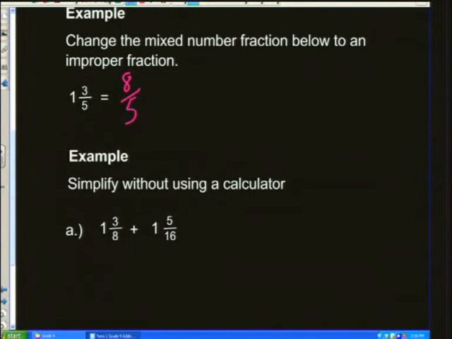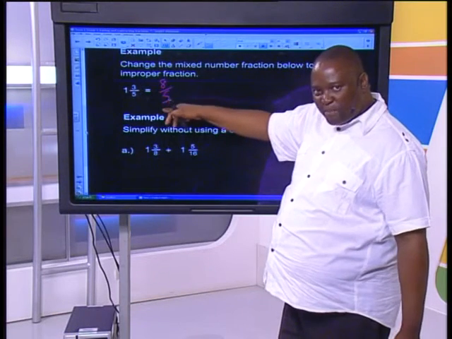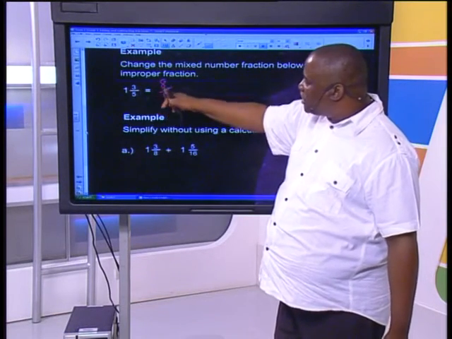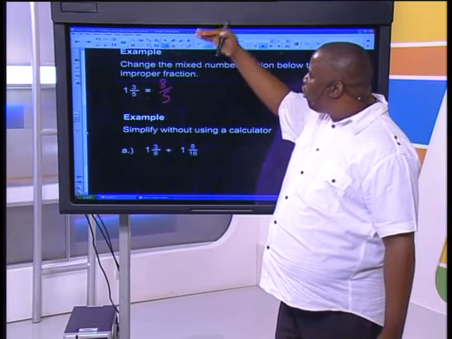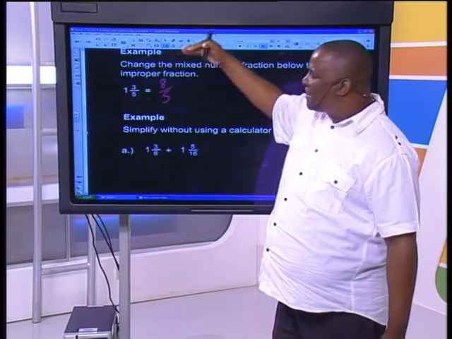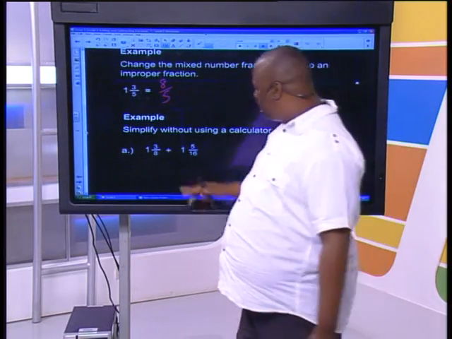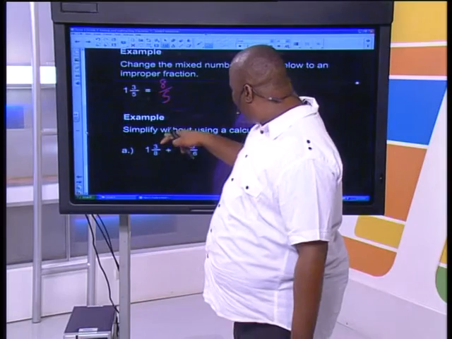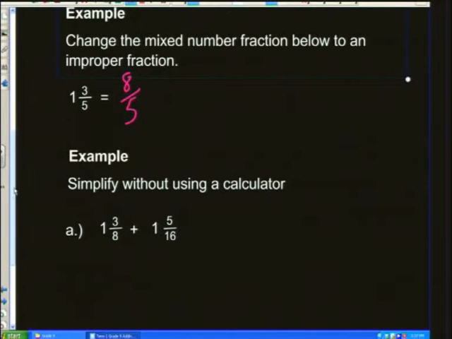But this example was to refresh you, to remind you on changing mixed number fractions to improper fractions. An improper fraction is not a proper fraction, because if it was a proper fraction, your numerator would be lower in value than your denominator. Here, the numerator is bigger in value than your denominator. So we are adding and subtracting mixed number fractions. Let us do this example.